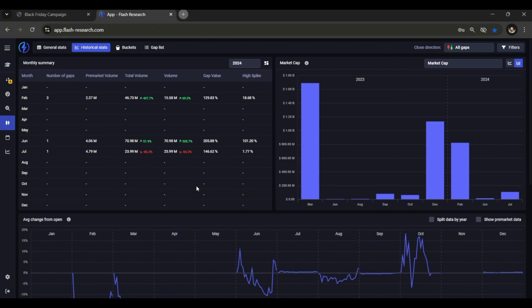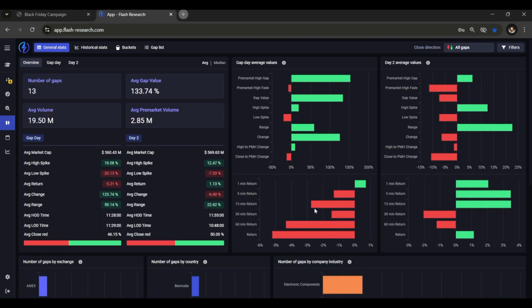What is the use of the graph on the first section that says 1-minute return or something like that? This is basically the return. It's the return on 5 minutes, like the average return on 15-minute candles, on 30-minute candles, 60-minute candles, and the overall return. It's basically that, split by time.